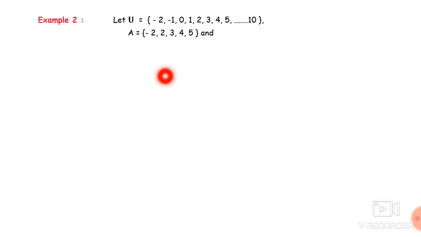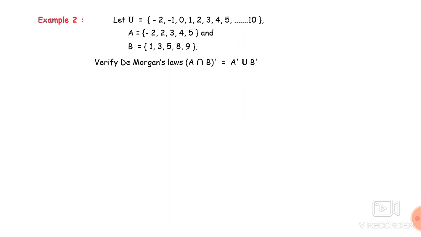Now take another example. Sets are the same as we have taken in the previous example. Universal set is -2, -1, 0, 1, 2, 3, 4, 5, 6, 7, 8, 9 and 10. The set A, same as the previous example, is -2, 2, 3, 4, 5. Set B is 1, 3, 5, 8 and 9. Now we have to prove the second De Morgan law, which is A intersection B whole complement equals A complement union B complement. We have to verify, or prove, the law.